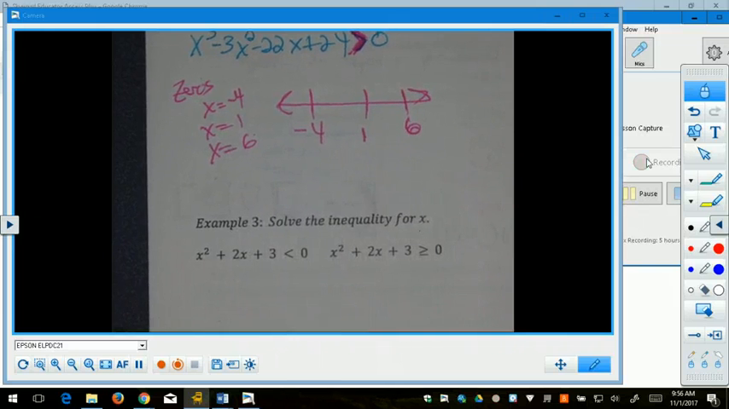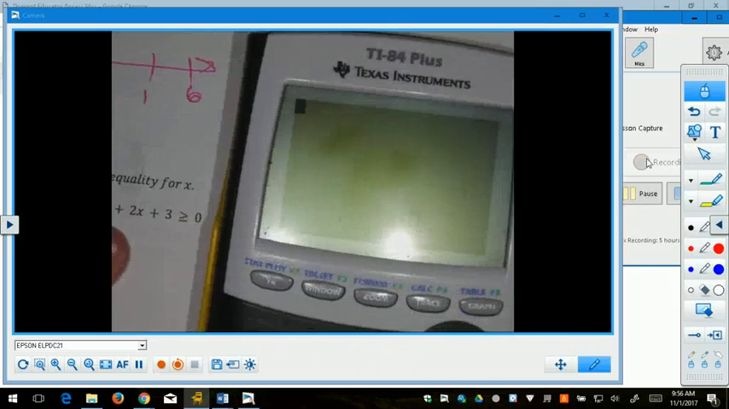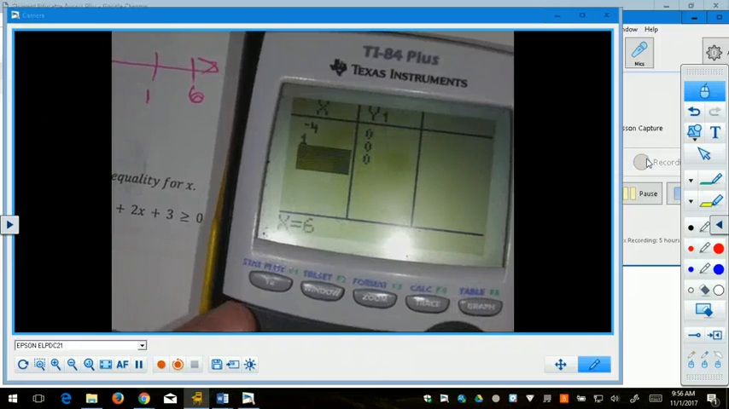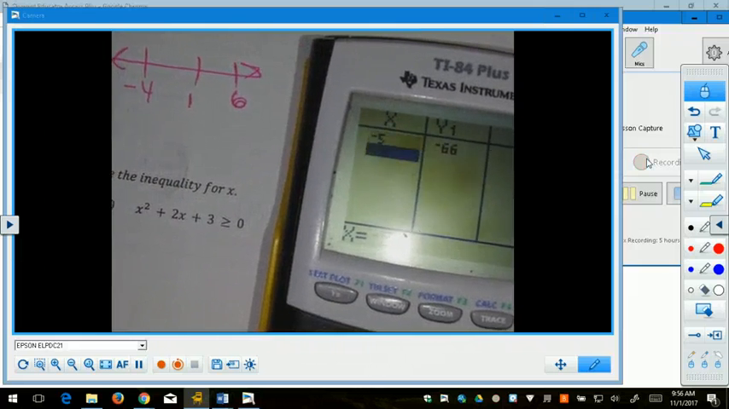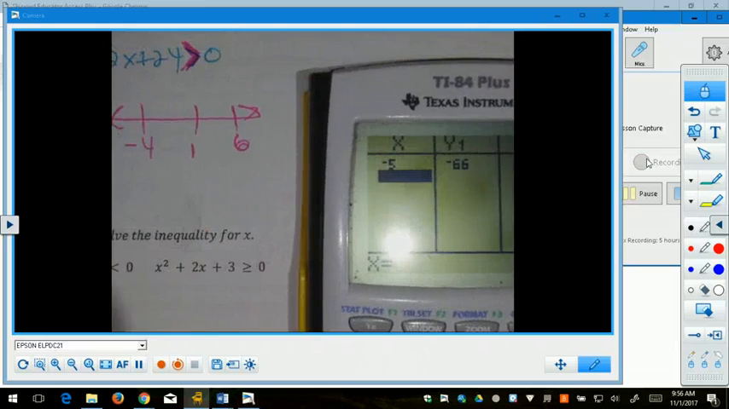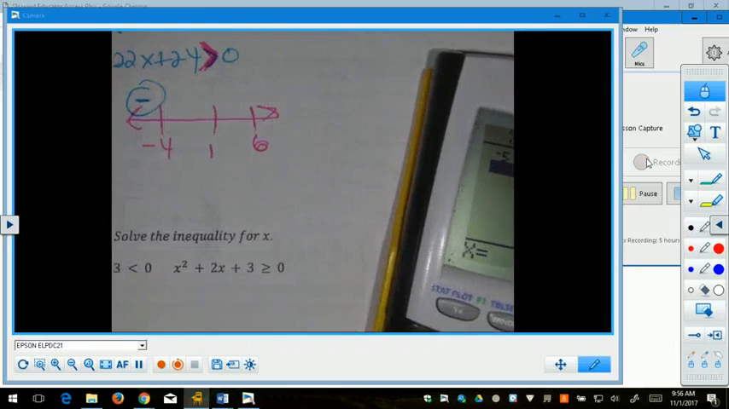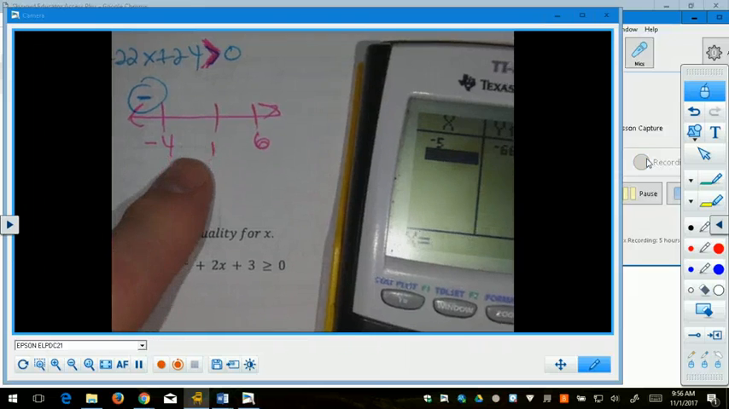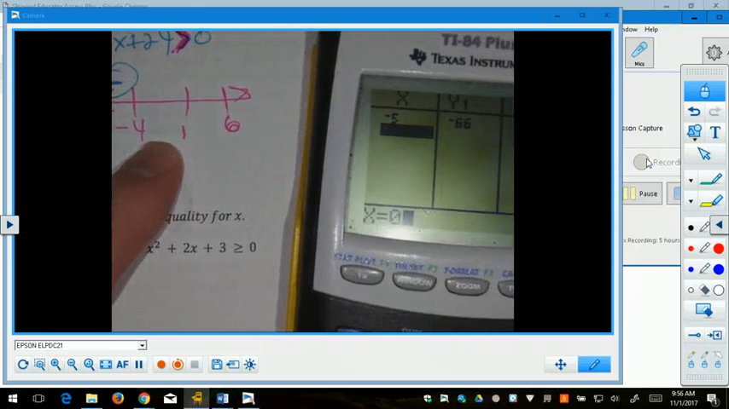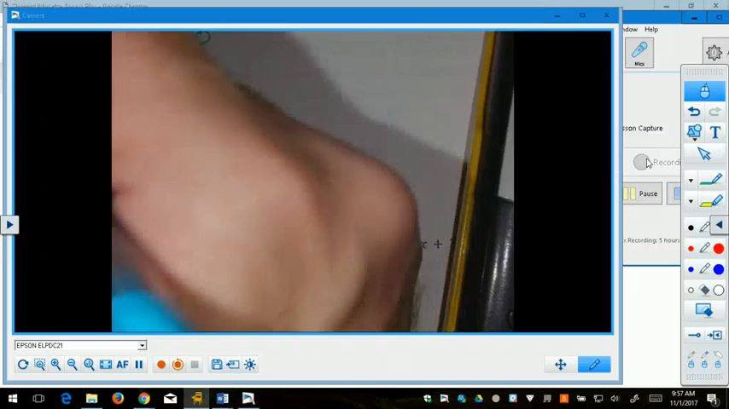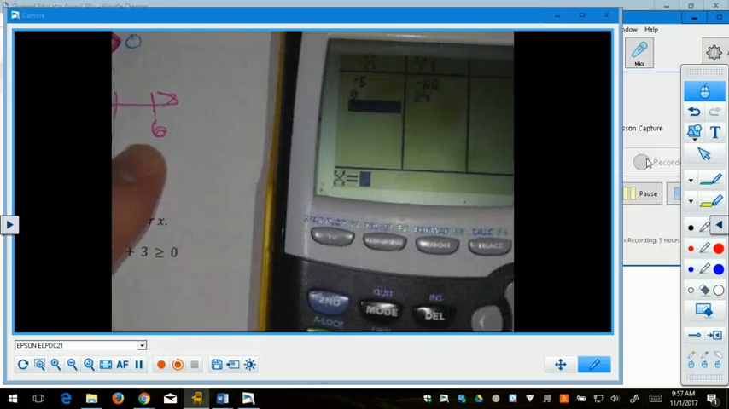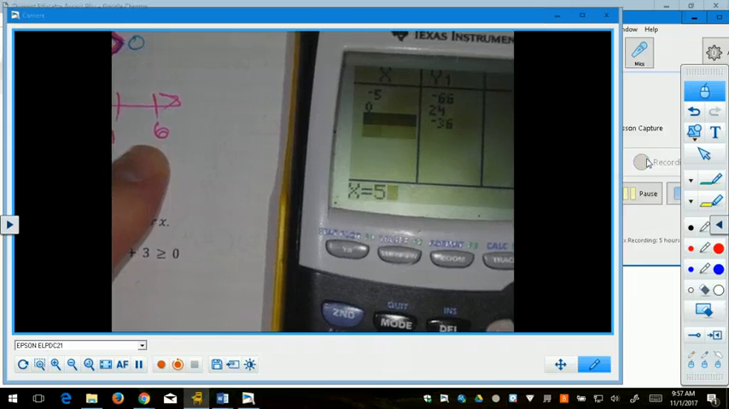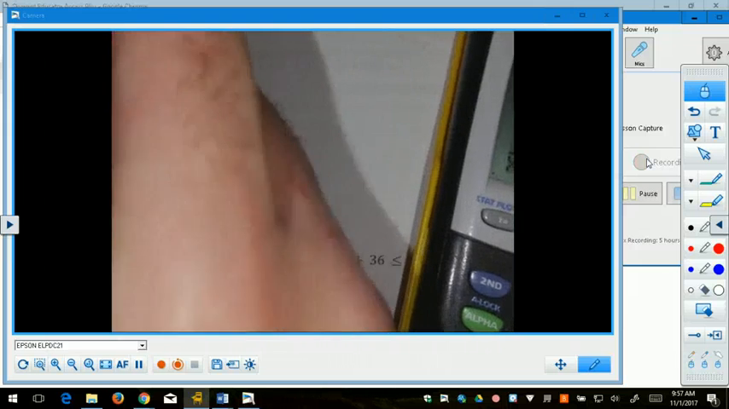So in my calculator, because my graph didn't quite show it and I don't feel like playing with the window, I'm going to go to my graph and calculator. I'm going to test a point to the left of -4, and that ended up being negative. I'm going to test a point between -4 and 1. Let's go with 0. That ended up being positive. I'm going to test a point between 1 and 6, so maybe 5. That ended up being negative.